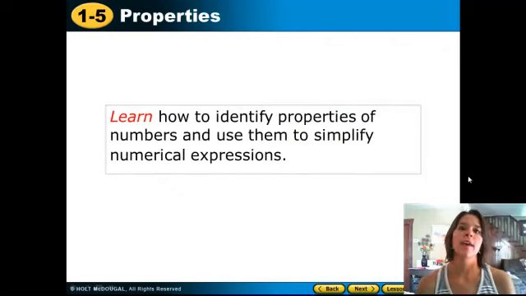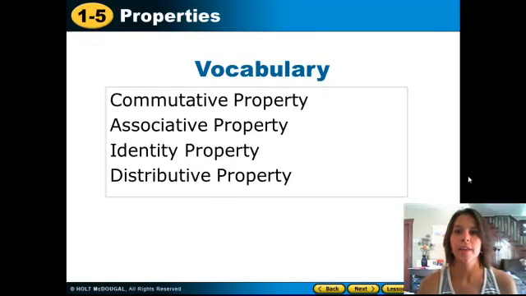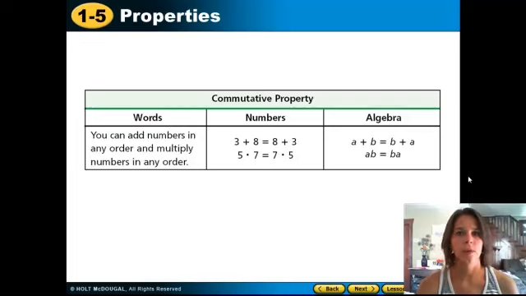Lesson 1.5, Properties of Numbers. Learn how to identify properties of numbers and use them to simplify numerical expressions. These are great for mental math and things later on when we're dealing with algebra applications. We have 4 different properties that we're going to talk about today in your vocabulary.